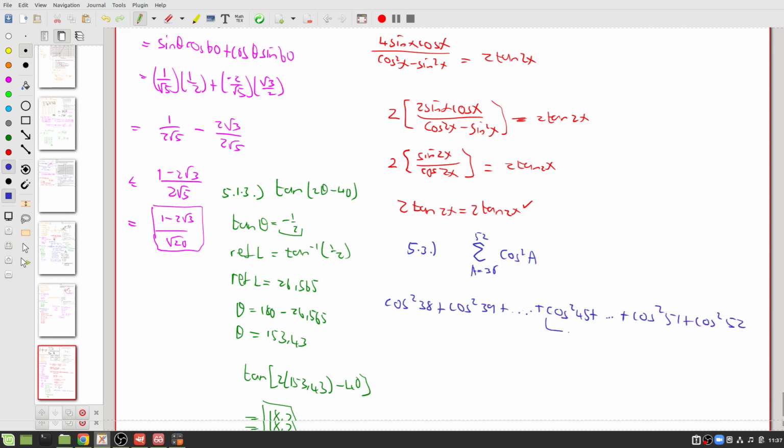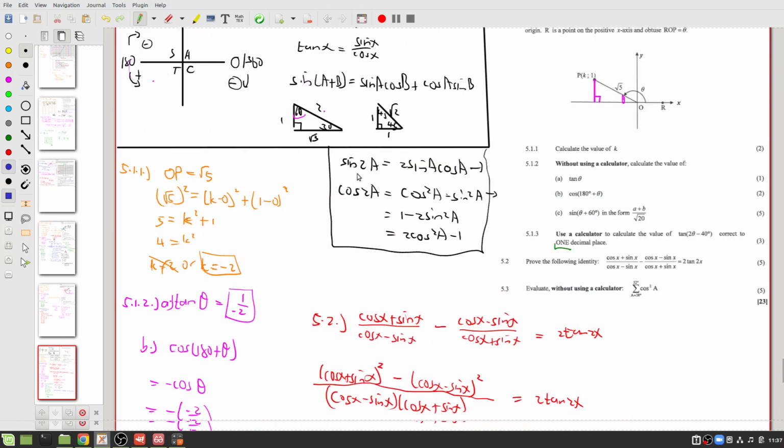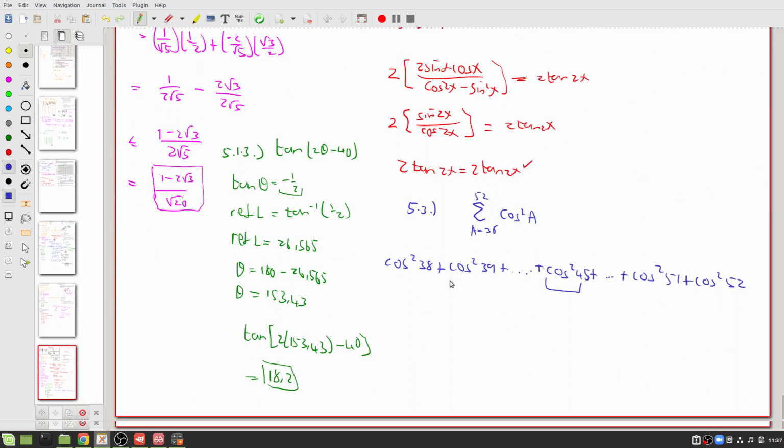Okay, so far we know this value. We know this value because we know from here, we know cos 45 is 1 over root 2. Alright, so now let's see, can we find something else here? Because we don't know cos 38, we don't know cos 39, so that's going to be quite difficult.